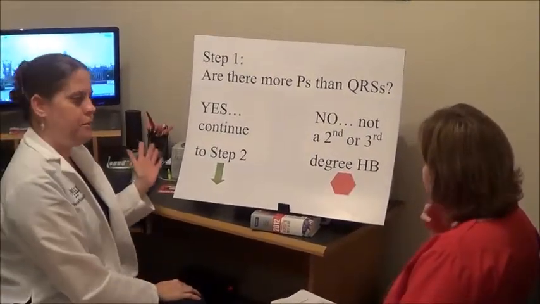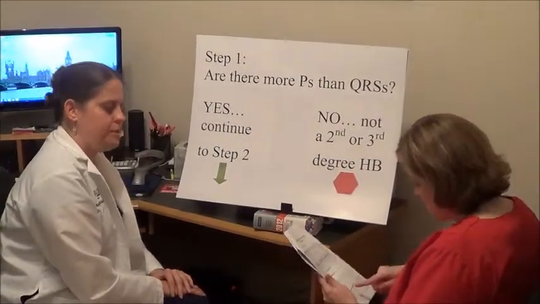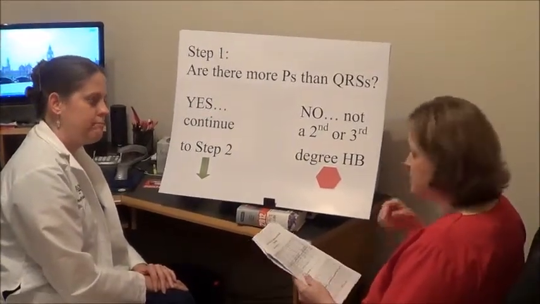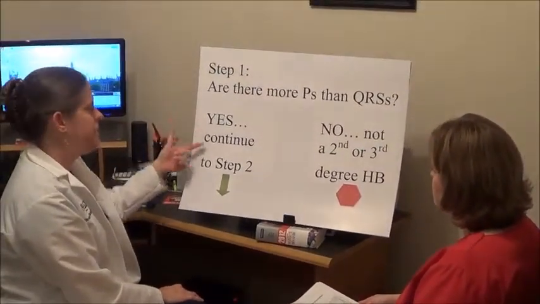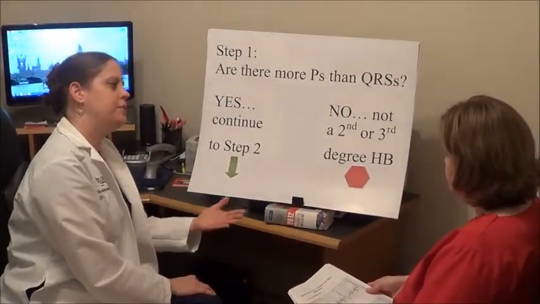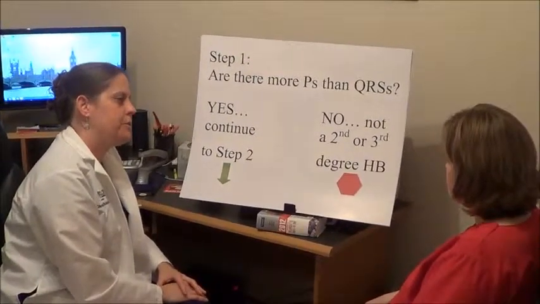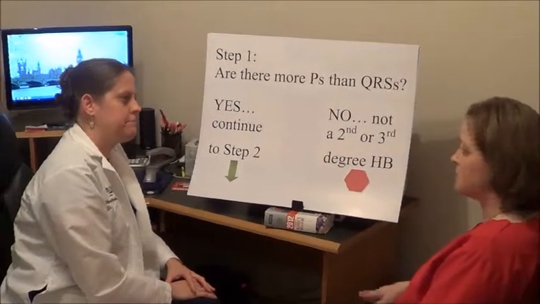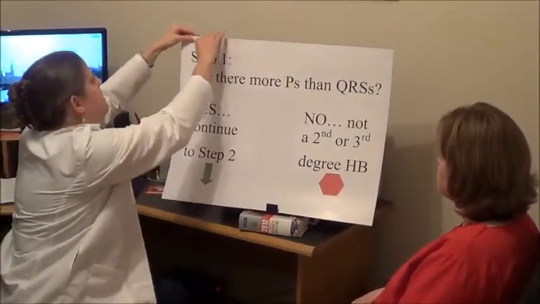Okay. So, let's start at step 1. Are there more P's than QRS's in your rhythm strip? Yes, ma'am, there is. Okay, so according to the algorithm, if you answered yes, then we're going to continue on to step 2. But had you answered no, then this would not be considered a second or a third degree heart block. Okay, that seems pretty easy. Pretty straightforward? Yeah, I think so. All right, let's carry on to step 2.